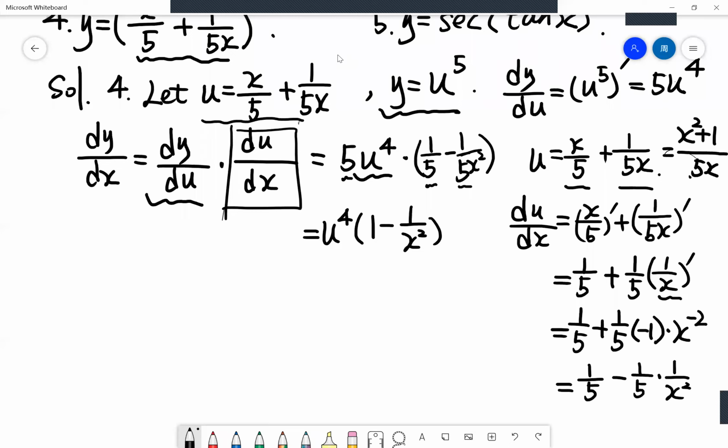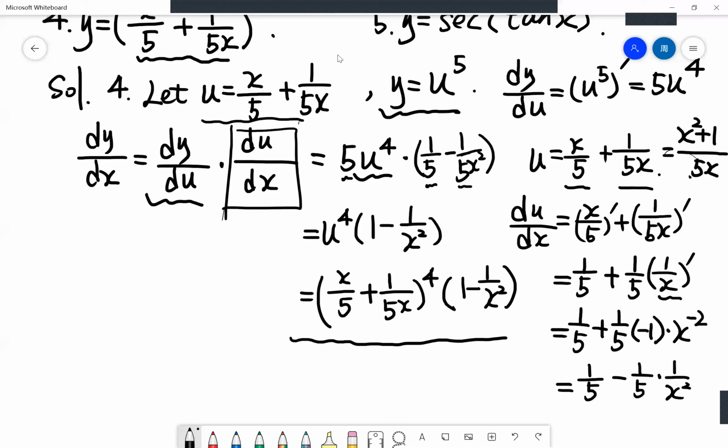So we substitute u back here. That equals (x/5 + 1/(5x)) to the power 4, and then times (1 minus 1/x squared). So this is the final result of this question.